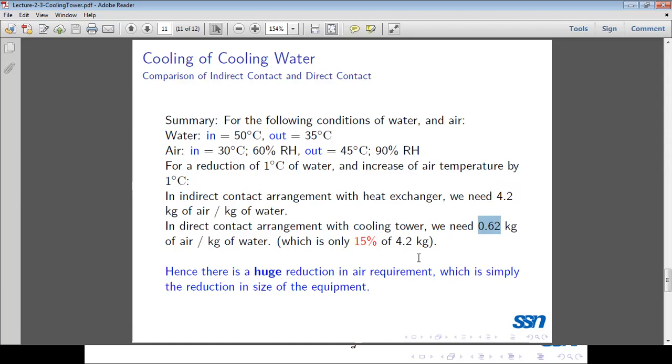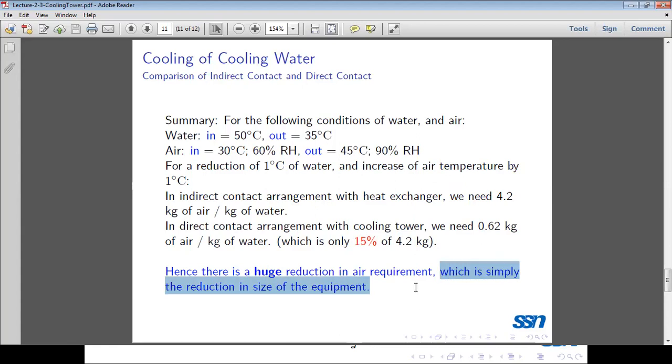But we need equipment designed for contacting the air and water. For that, you need to construct a huge tower, what is called a cooling tower. You have already seen that a cooling tower is huge in size. But this is possible only because of evaporative cooling. In comparison to sensible cooling, we need to circulate only about 15% of the air, because evaporative cooling takes more heat. There is a huge reduction in air requirement.